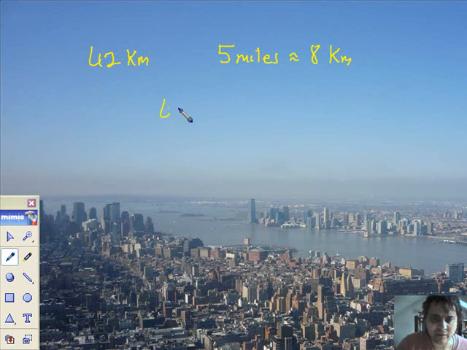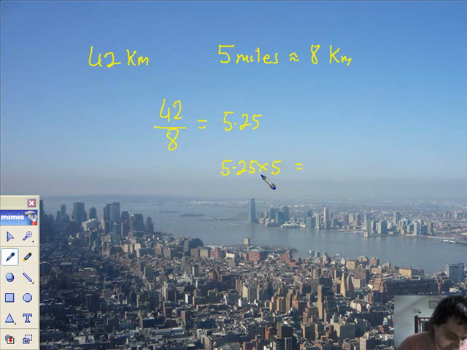So here we go. I've got 42 divided by 8 equals 5.25. Then I take my 5.25 and multiply by 5. I can see that's going to be 26.25. We'll just do it for sure. So 5.25 times 5, yeah, 26.25. So it's 26.25 miles.